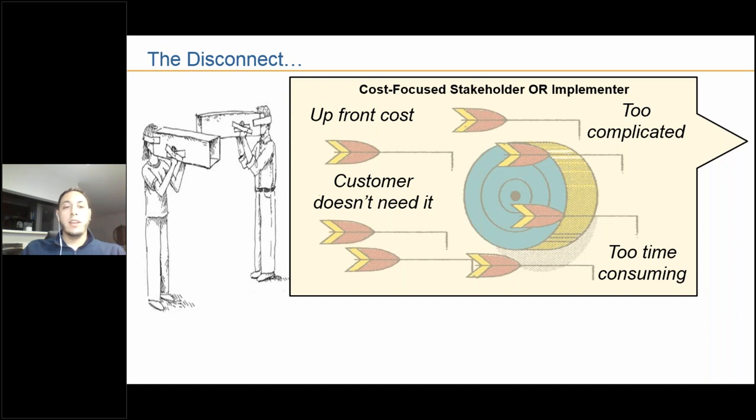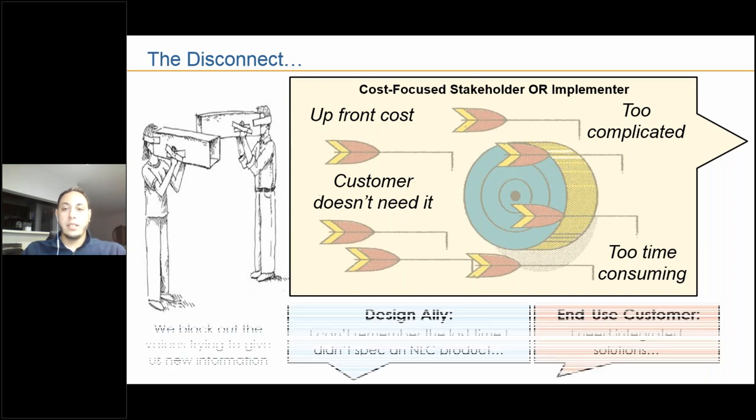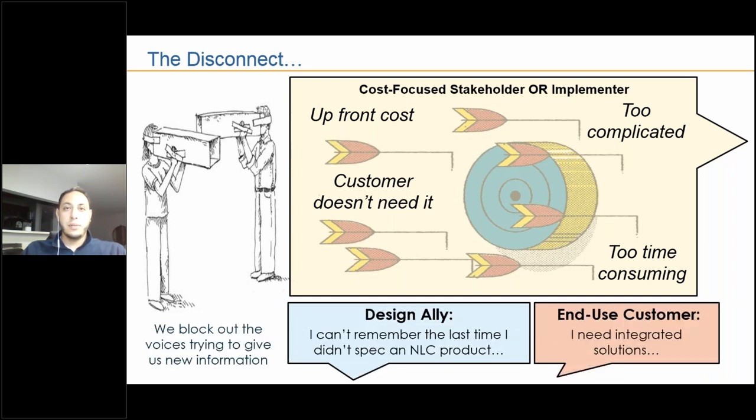However, we have to be wary of what we consider a disconnect between that conversation of, oh, we don't necessarily need to increase the upfront cost of a lighting project, we're just looking to provide lighting in a space in a more flexible way. This is when you're talking with stakeholders or implementers that are very cost focused, because when we're talking to a lot of these building engineers, architects, designers, specifiers, I can't remember the last time you didn't spec a connected lighting system or a smart lighting system.